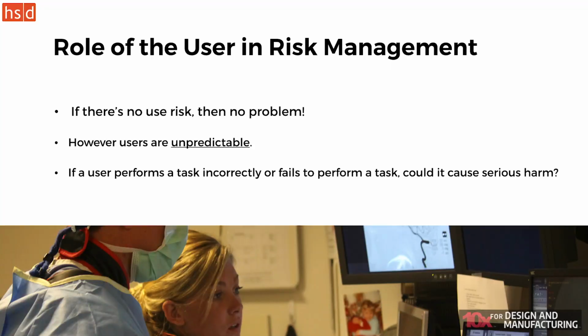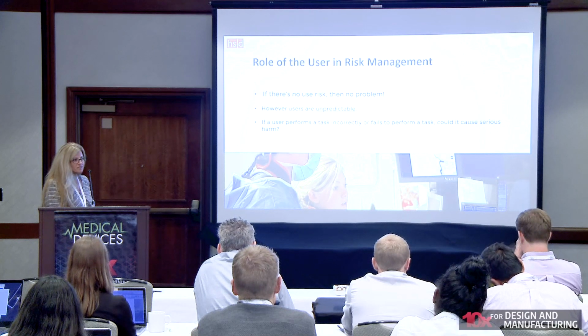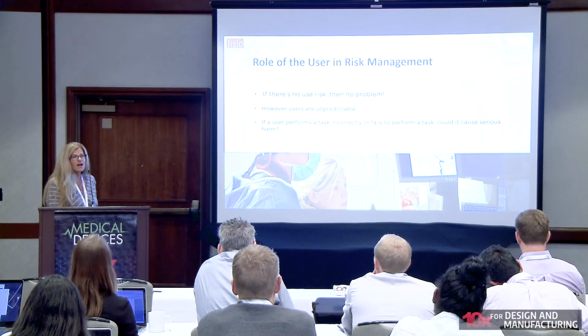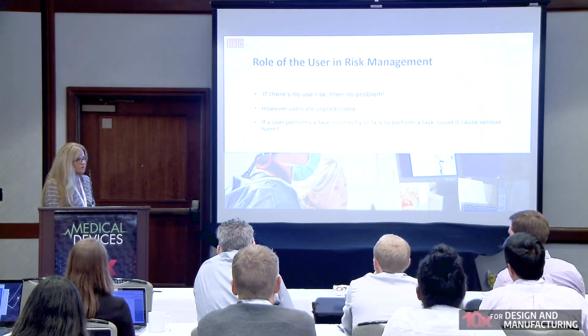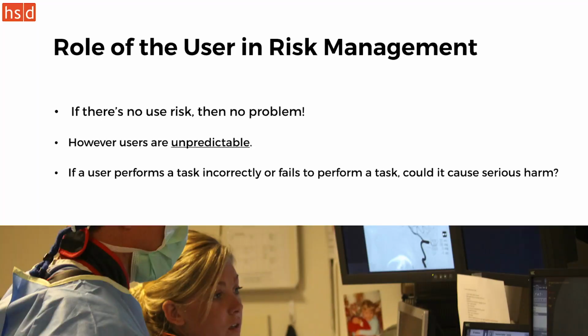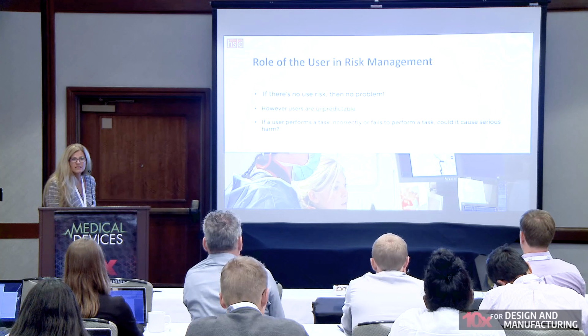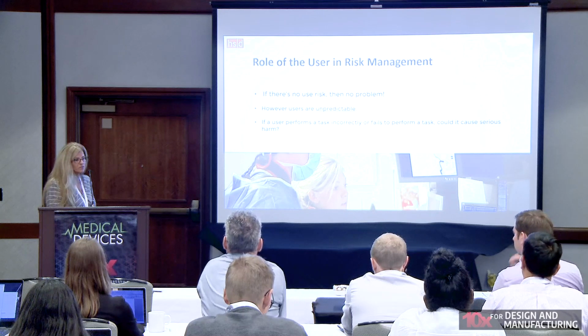Users are unpredictable, and that is the point: you don't really know how a user is going to behave. You can predict it, and when we do our use risk analysis, we think of all the various ways a user could behave, but we're very creative as individuals. The best example of our creativity that I can find is if I were to open up everyone's cell phone, the organization, the apps that you selected. We like to customize, we like to do things on our own. That is true in every person's way of life. If a user performs a task incorrectly or fails to perform a task, this is a very good question: could it cause serious harm? That's really what the agency is looking for, is could it cause harm?